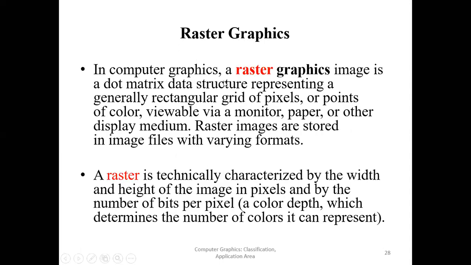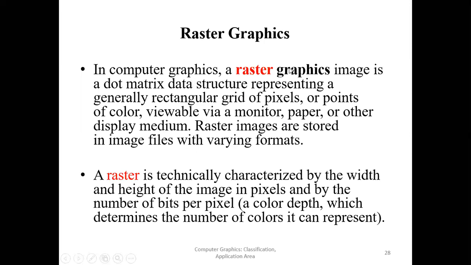Now, in computer graphics, a raster graphics image is a dot matrix data structure. This is the book's definition. I just have to show it to you, but you don't have to remember it. The raster graphics image is a dot matrix data structure representing a generally rectangular grid of pixels or points of color, viewable via monitor, paper, or other display medium. Raster images are stored in image files with varying formats. So we know that there is JPEG, there is PNG image, and so on. So this is the bookish definition of raster graphics.